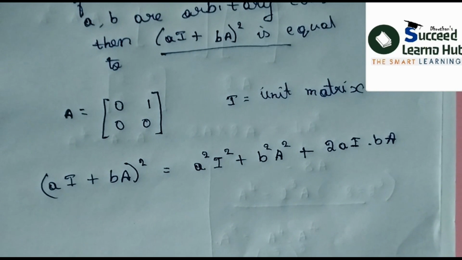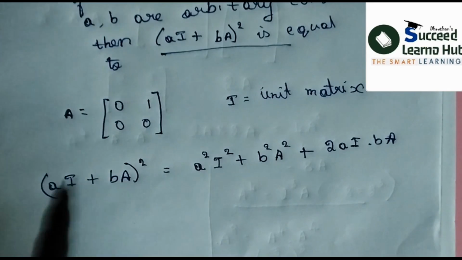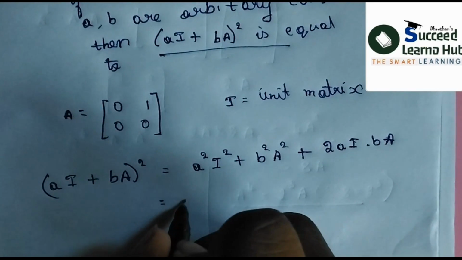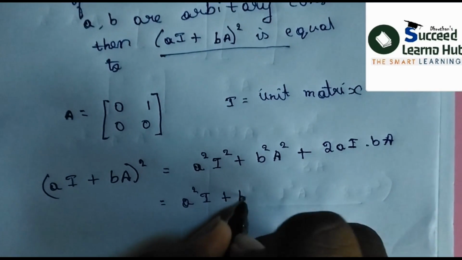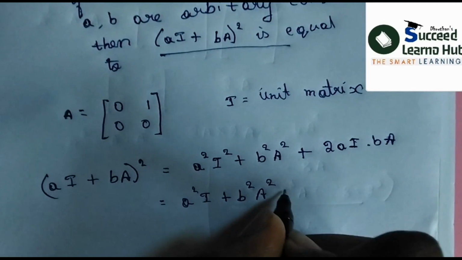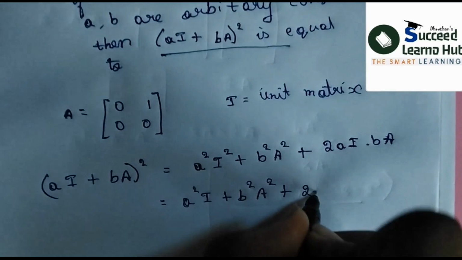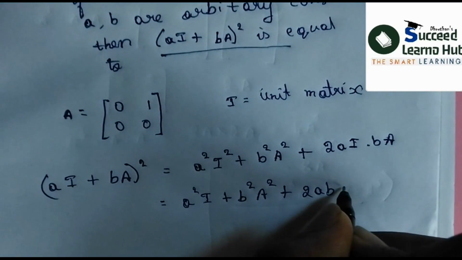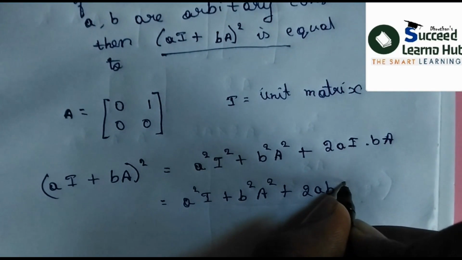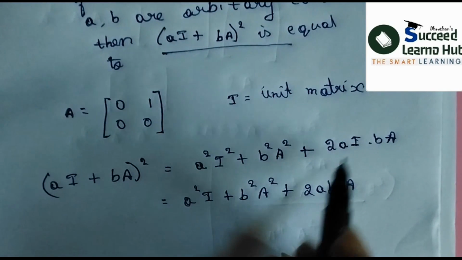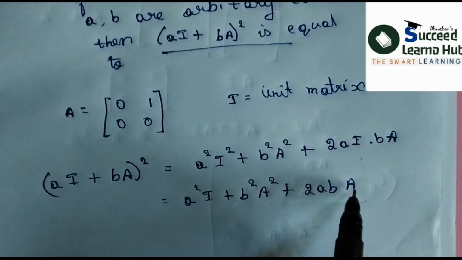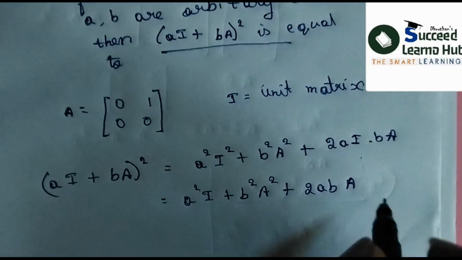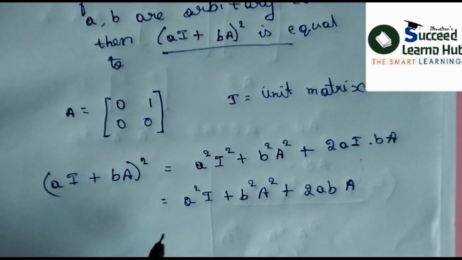where I square is equal to I itself. So it comes out to be A square I plus B square A square plus 2ABA, because any matrix multiplied by the identity matrix I is always the same matrix itself. So I wipes out from here.